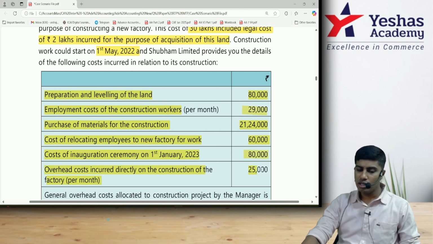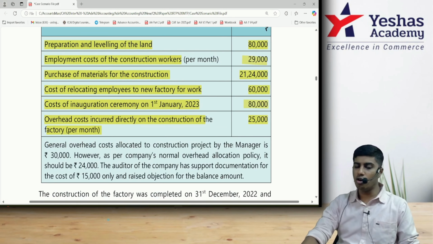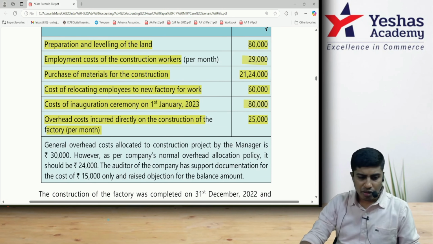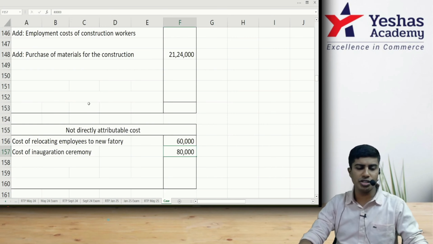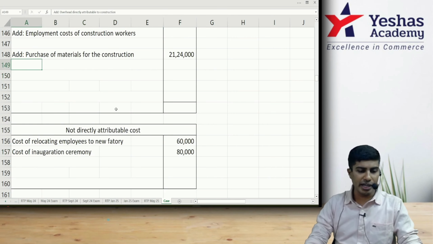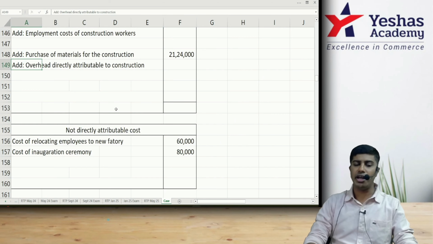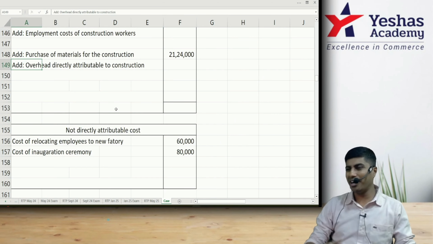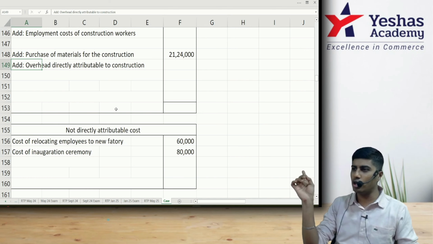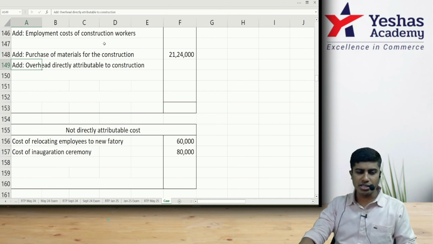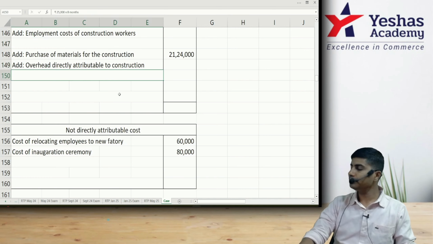Overhead cost incurred directly on the construction of the factory. Can I include this? Yeah, they've told directly attributable. How much? 25,000, cost incurred directly on the construction. Yeah, 25,000 is per month. So I would write here overhead directly attributable to construction. But I don't know how many months. I'll remember 25,000. Later when I get to know the number of months, I'll multiply. Same months for here and here.